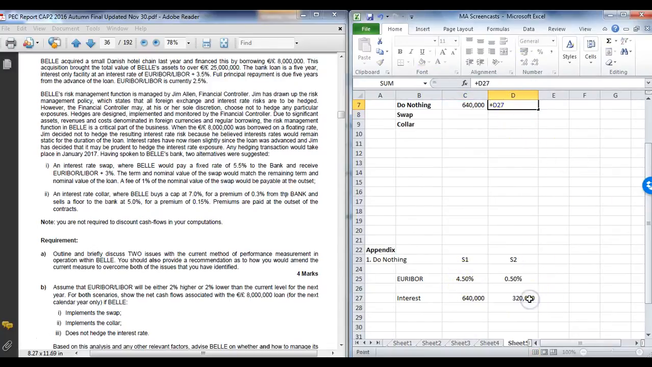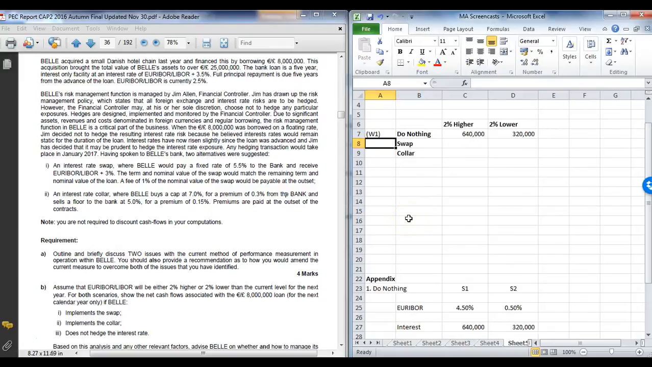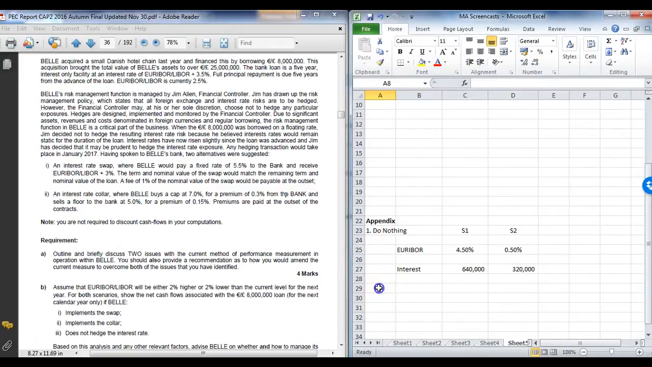So what's useful about having that nice neat table at the end is you can fill it in as you go. And I might just, for the examiner's perspective, reference their working, for example, if it was on a different page. The next one I'm going to do is the collar, because I think that's the easier one than comparing to the swap.